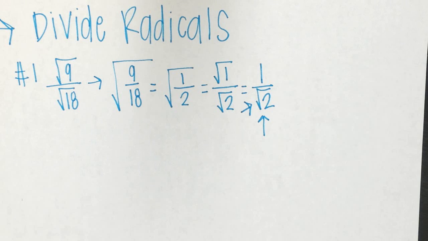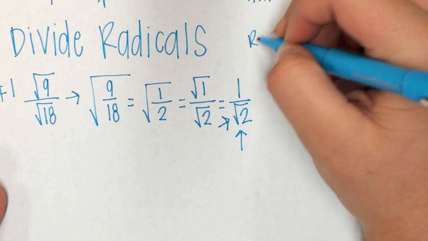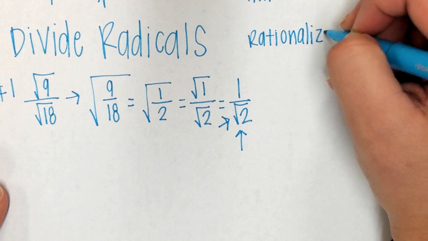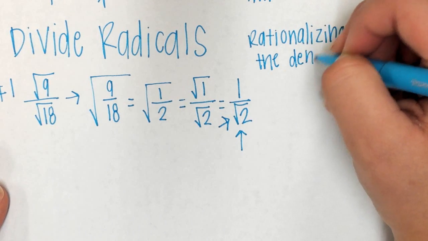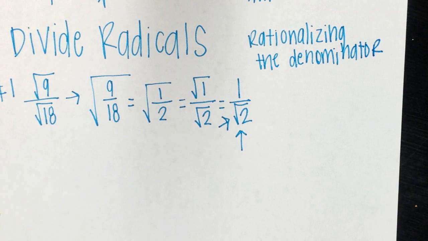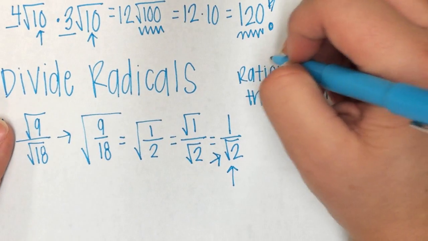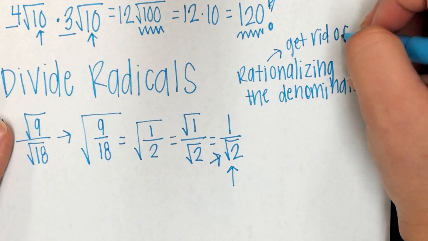Here's how we get rid of it. Are you ready? There's this thing called, this is how you spell it, rationalizing the denominator. I know it's a lot of letters, so I'll let you write that down. It's called rationalizing the denominator. And what rationalizing means is get rid of the square root.